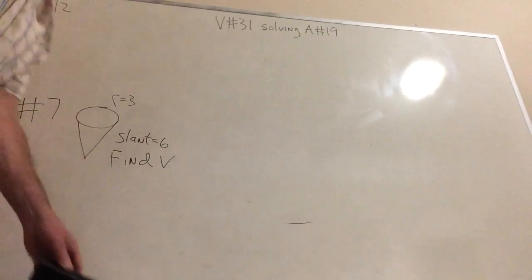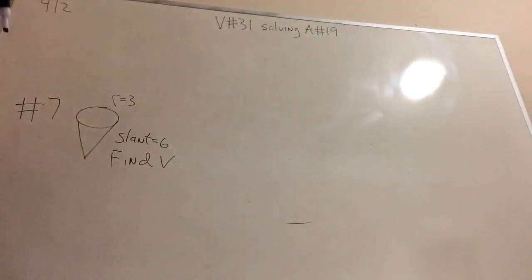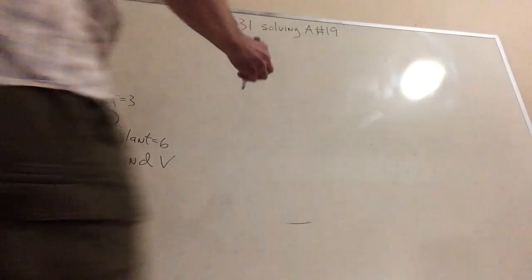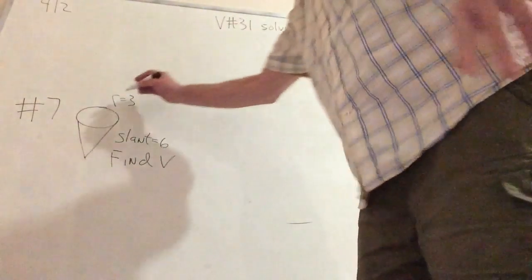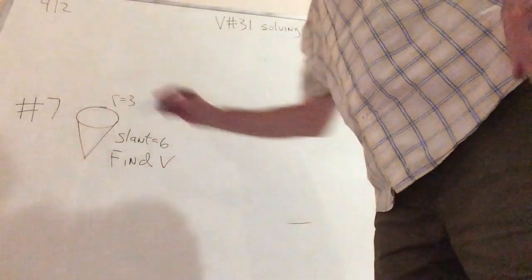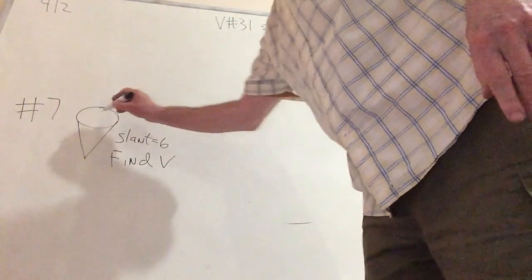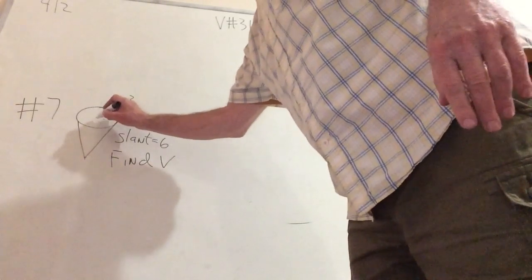And number 7, I'm going to take out the calculator when I get the answer, and I'm going to round it and put it in the answer. I'm going to pretend I'm a scientist in this case. So here we go again. Go on this side. There's number 7. The radius is 3. It's a cone. The slant is 6. We immediately make a little diagram.